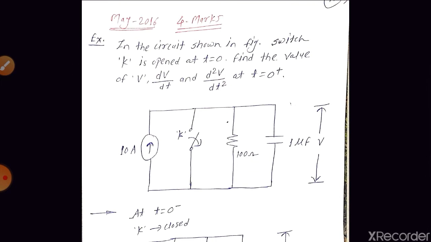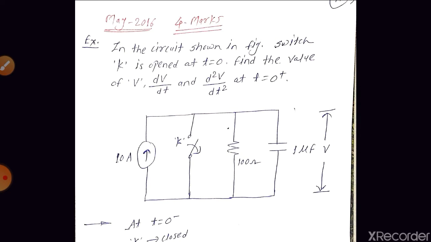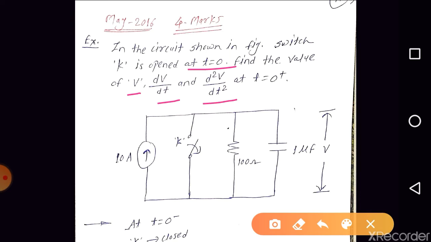asked in the exam May 2016 for 4 marks. So here the given data: in the circuit shown in figure, the switch is opened at t equal to 0. Find the value of v, dv/dt and d2v/dt2 at t equal to 0 plus, and they have given the circuit.